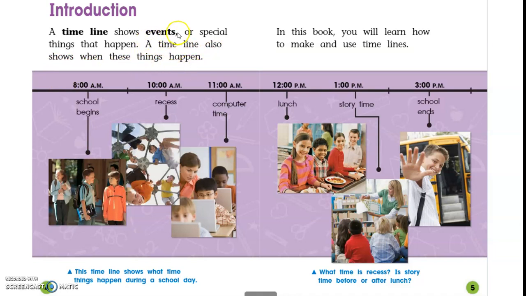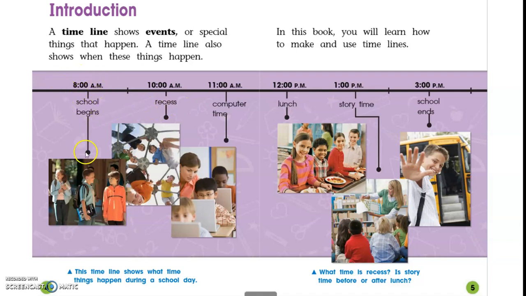All right, remember when we have a darkened word, that means it's one of our vocabulary words. It's important. In this book, you will learn how to make and use timelines. Oh, you guys can make a timeline. That'd be so fun. All right, so here's an example.